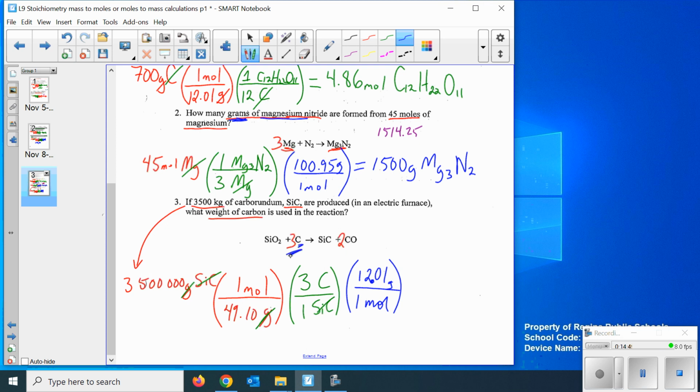Let's follow that. There's 1 of this grams per mole. That 3 is taken care of in my green graph. Anyways, 3,500,000 divided by 49.1 times 3 times 12.01. Huge number. Obviously, I'm not going to keep all these digits. 2, 12, 6, 8, 3, 2, 9, 9.